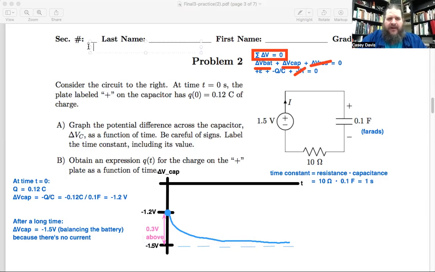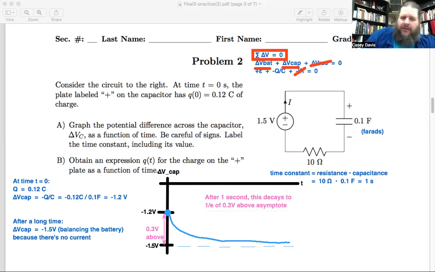Because if you take a look at what's happening as time passes, the important thing is the difference with the asymptote is what's getting smaller and smaller. So that difference is what's shrinking as time passes, regardless of the actual value. For the time constant, we're looking for how much time it takes for the 0.3 volts above the asymptote to decay to 1 over E of 0.3 volts above the asymptote. So after 1 second, this decays to 1 over E of 0.3 volts above asymptote.